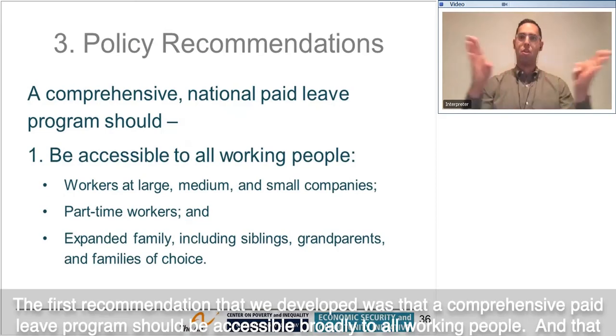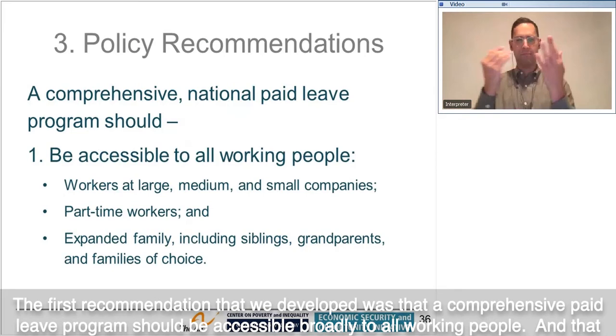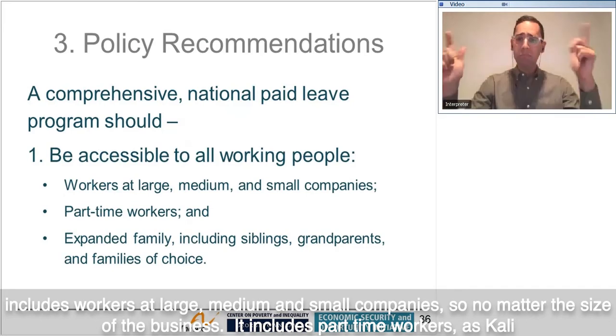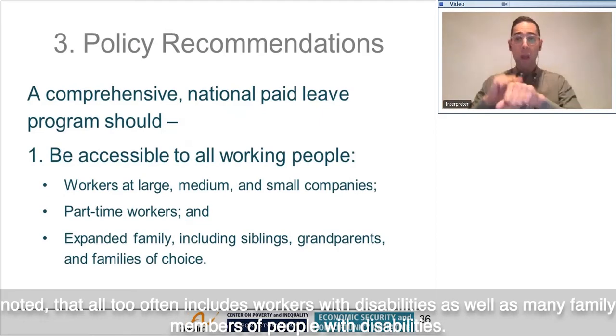The first recommendation that we developed was that a comprehensive paid leave program should be accessible broadly to all working people. That includes workers at large, medium, and small companies, so no matter what the size of the business. It includes part-time workers, as Callie noted, that all too often includes many workers with disabilities, as well as many family members of people with disabilities.